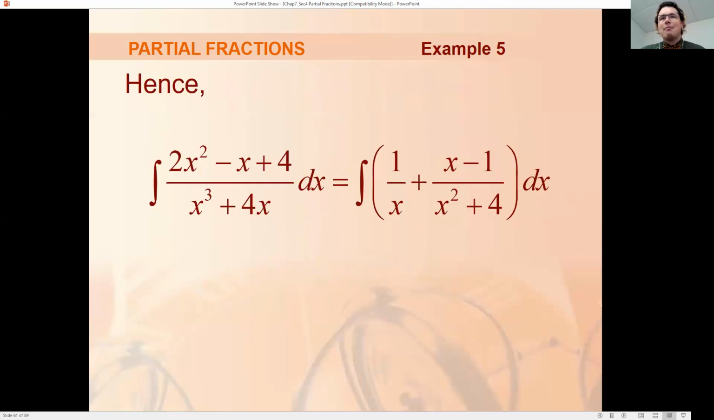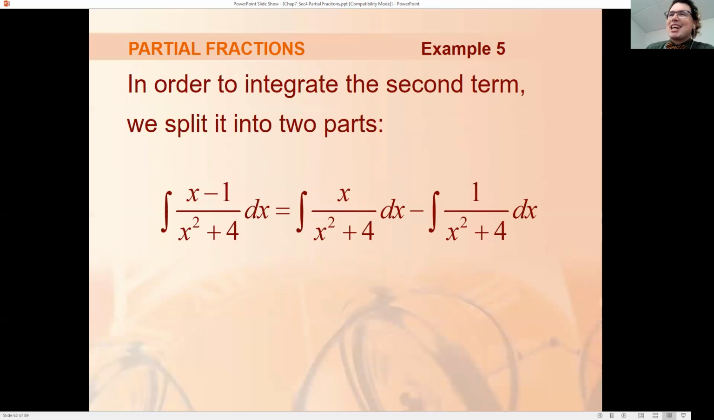Let's write that out. This integral that I want to calculate, the integral of the rational function, is equal to the integral of my rational function written out in partial fraction expansion. So that'll be 1 divided by x. I can integrate that. And x minus 1 divided by x squared plus 4. Can I integrate that? I think I can integrate that. Let's integrate that.